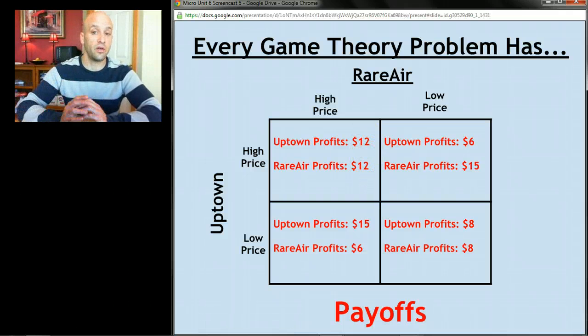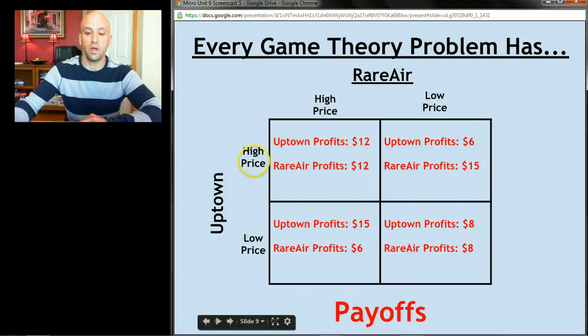Now these numbers I've just made up and thrown in there. Sometimes that's the way you'll see it, and sometimes you'll be given information for you to throw the payoffs in the matrix. In this example, I'm just giving you what the payoffs are, so there was no way for you to come up with these numbers. If Uptown picks a high price and Rare Air picks a low price, we'd be in this box. Uptown would make $6 in profit, and Rare Air would make $15 in profit.